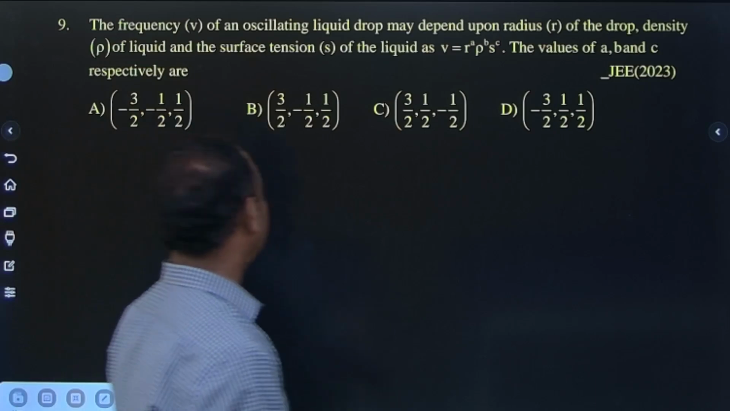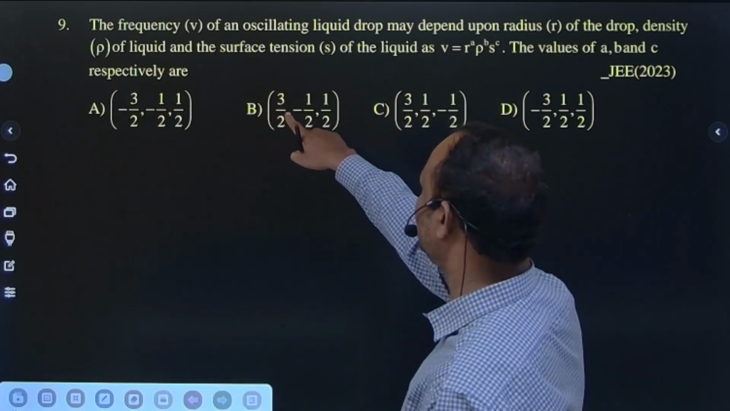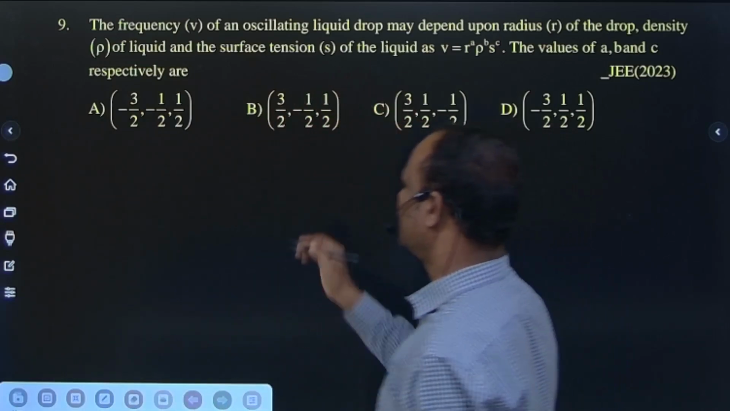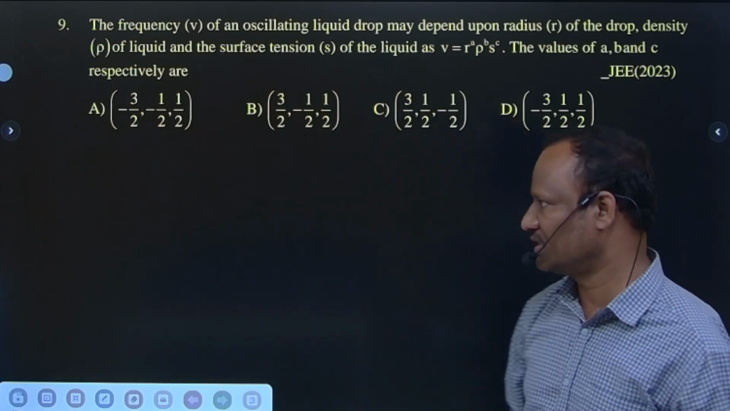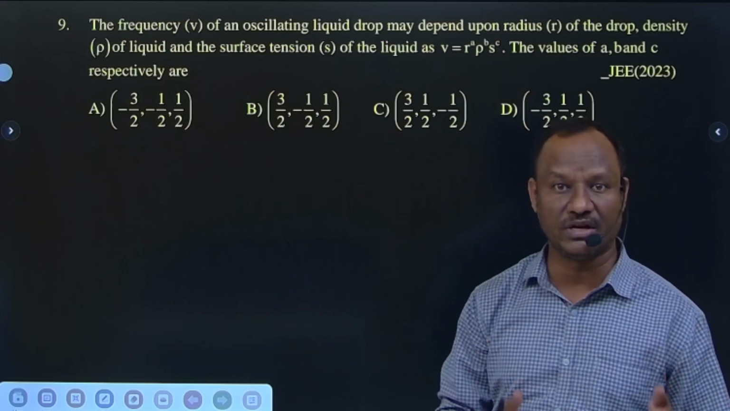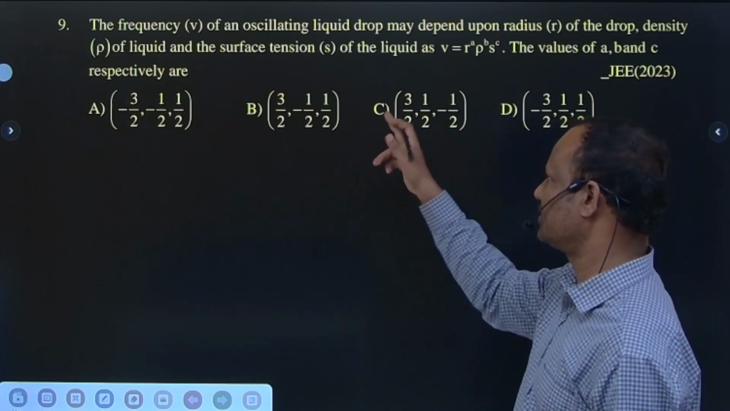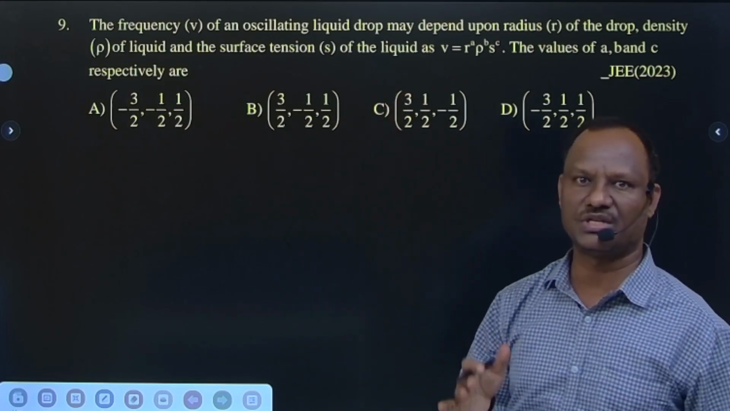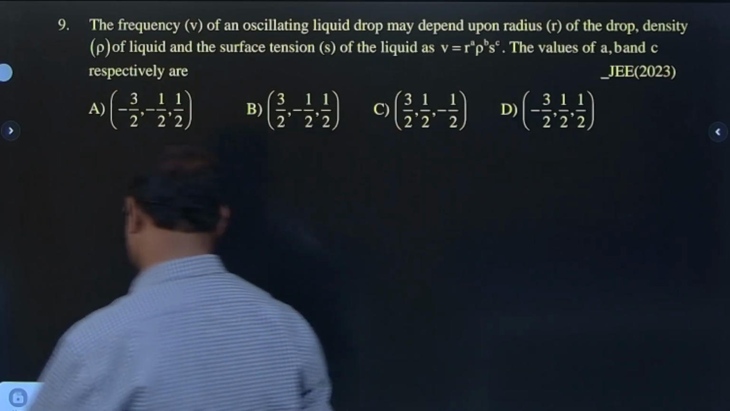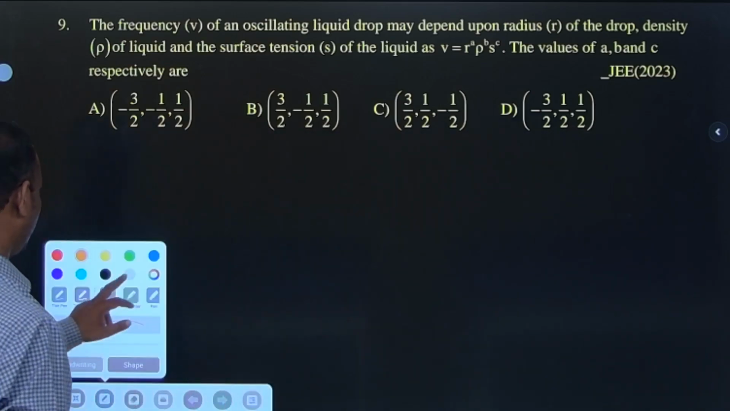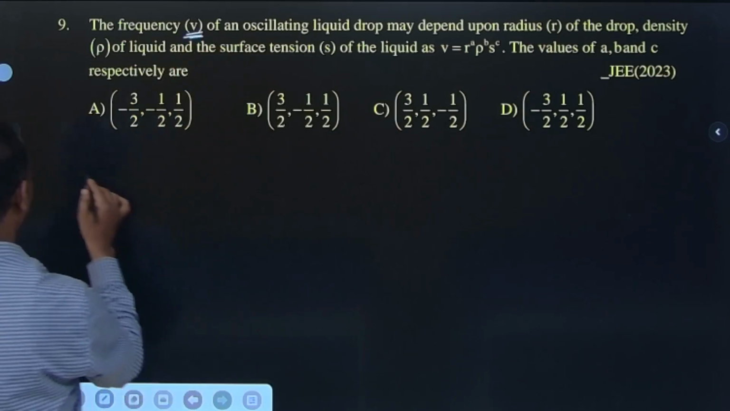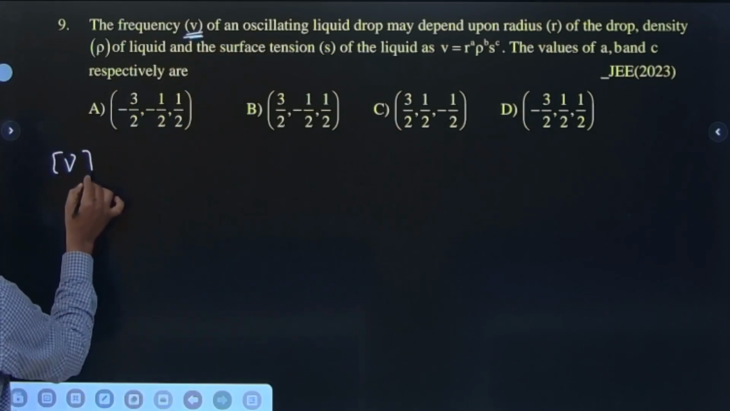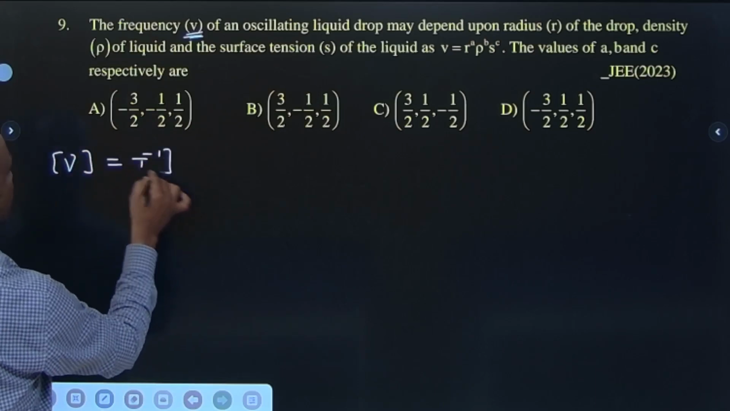Here is the question. The frequency nu of an oscillating liquid, same like a relation between physical quantities. From today's session, we have completed about three to four models based on dimensional analysis, so do concentrate on this type of questions. Frequency is nu. Frequency dimensional formula I am writing: T minus 1.